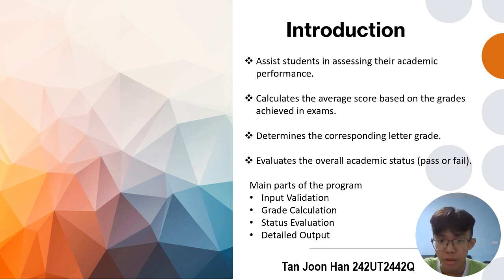There are several main parts of the program and encompass several functionalities. The first one is input validation. It ensures all inputs, such as student ID and scores, are within specific ranges and formats. Next is the grade calculation. It converts the average score into a letter grade A to F using a grading scale. Besides, the status evaluation will display whether the student has passed or failed, along with motivational comments for improvement. And lastly is detailed output. It displays all entered scores and the calculated average, final grade, and personalized remarks.